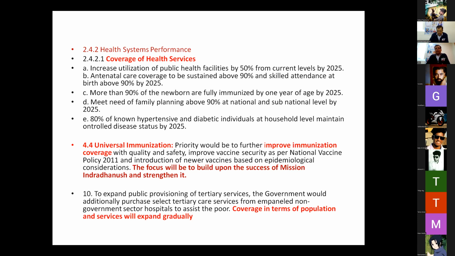We all are aware of the fact that the children are getting immunized and those facilities are provided by the government. But it is not remaining confined to children only. Rather, this policy says that universal immunization should be the priority of the government. Priority would be to further improve immunization coverage with quality and safety, improve vaccine security as per national vaccine policy, and introduction of newer vaccines based on epidemiological consideration. The focus will be to build upon the success of Mission Indradhanush and strengthen it. So there is a Mission Indradhanush. We'll talk about that very briefly in other slides also. So coverage in terms of population and services will expand gradually.